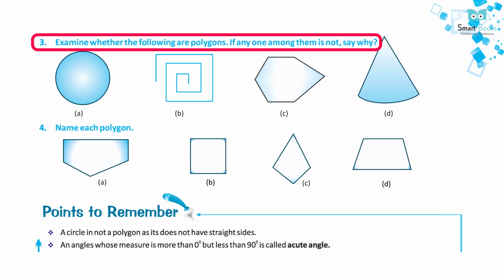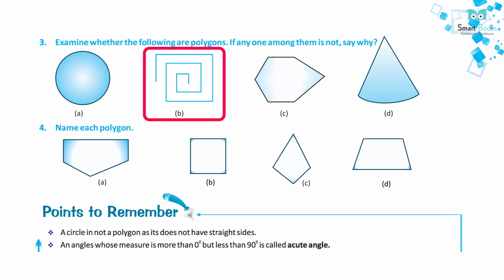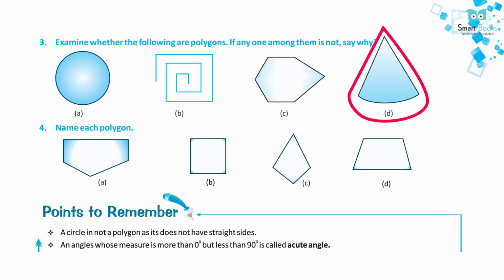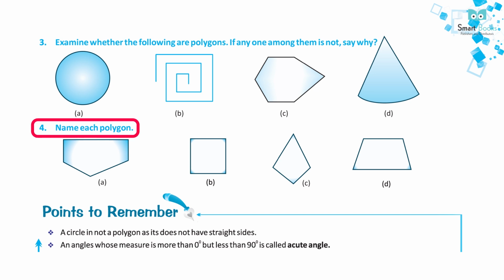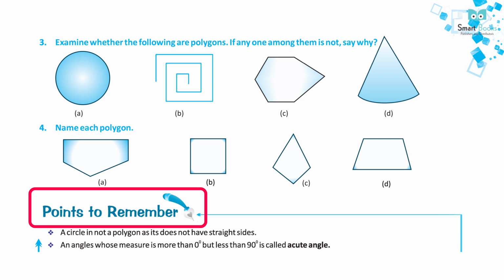Question 3. Examine whether the following are polygons. If any one among them is not, say why. Solution. A. A circle is not a polygon because it does not have straight sides. B. It is not a polygon because it is not a closed figure. C. It is a polygon. D. It is not a polygon because it has a curved line. Question 4. Name each polygon. Solution. A. Pentagon. B. Square. C. Quadrilateral. D. Trapezium.